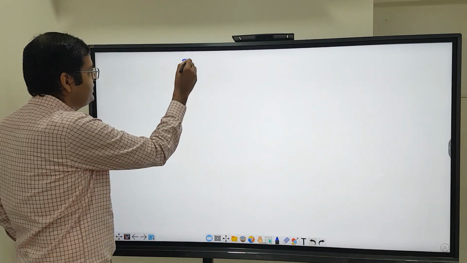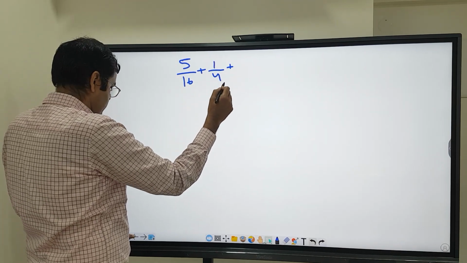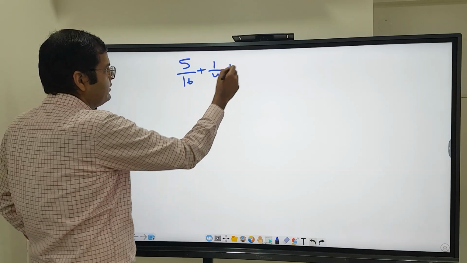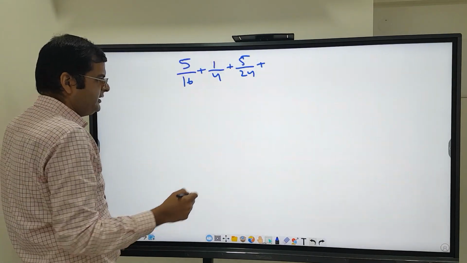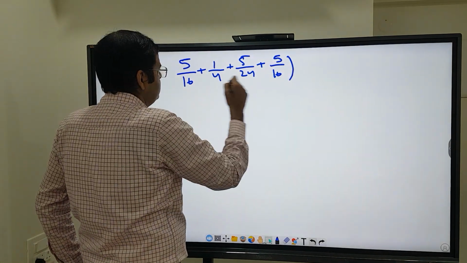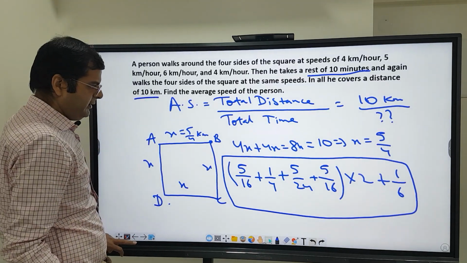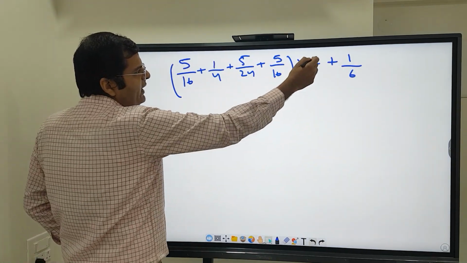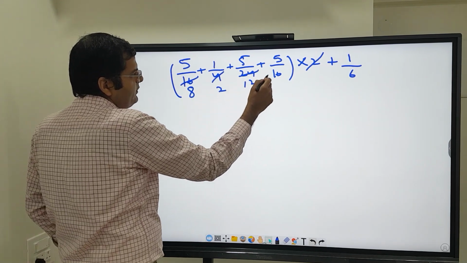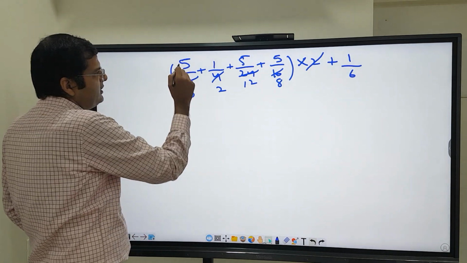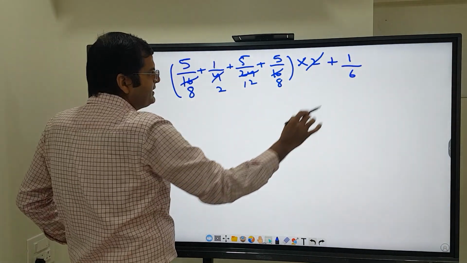It is 5 by 16 plus 1 by 4 plus 5 by 24 plus 5 by 16 again. This all multiplied by 2, plus 1 by 6. This is the total time taken. So this 2 I can cut off, this 2 cuts over here, so this 16 becomes 8, this 4 becomes 2, this 24 becomes 12 and this again 16 becomes 8. So now this becomes 5 by 8 plus 1 by 2 plus 5 by 12 plus 5 by 8 plus 1 by 6 at the end.